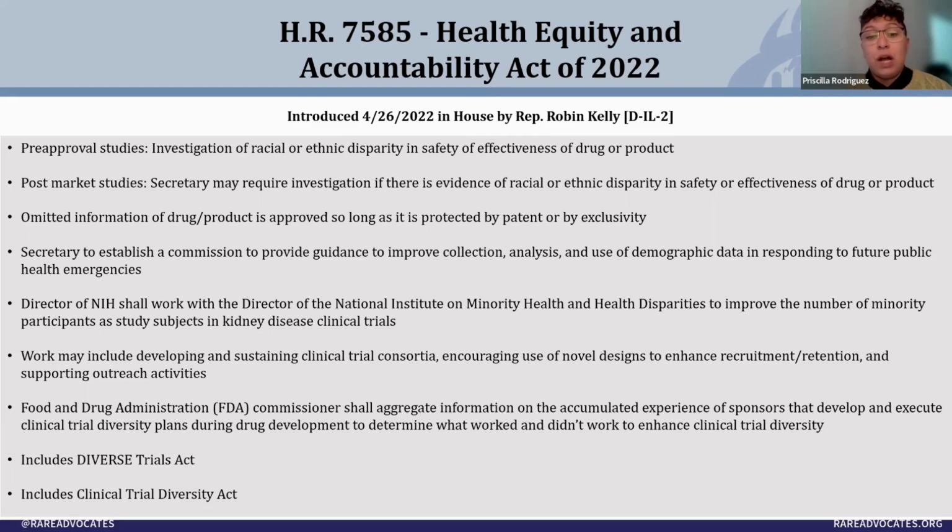The FDA Commissioner shall aggregate information and accumulate the experiences of sponsors who develop and execute clinical trial diversity plans during drug development, and they'll use that information to determine what worked and what didn't work to enhance clinical trial diversity. Included in this bill as well is the Diverse Trials Act, which I recently covered. And some of you may have heard of the Clinical Trial Diversity Act, which was never introduced. However, it was subsumed into the Health Equity and Accountability Act. And the purpose of that bill is to direct the Secretary of HHS to take steps to increase clinical trial diversity.